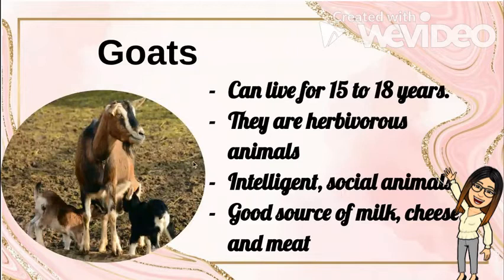Next we have goats. Goats can live for 15 to 18 years. So that's the span of their life in this world. And they are herbivores, which means they can only feed on plants. So their food is plants. They are intelligent, social animals. And plus, they are good sources of milk, cheese, and meat. So for those who love cheese, for those who love drinking milk, and for those who love eating meat, they're also a good source of that.